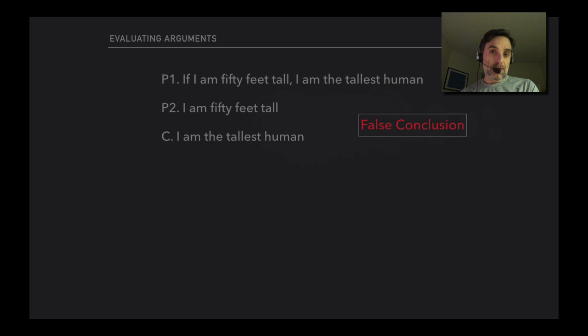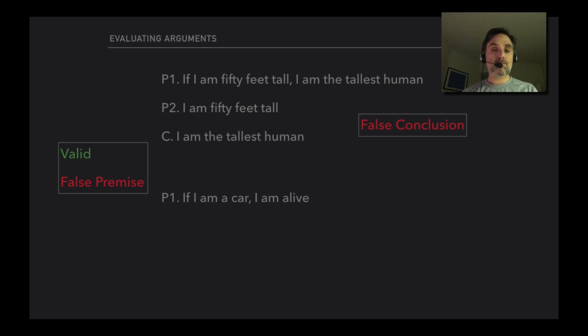And let's think about this argument. Is it valid? Sure. Premise 1 says if I'm 50 feet tall, I'm the tallest human. Premise 2 says I am 50 feet tall. If those are both true, then the conclusion also has to be true, and there's no more information we need, so it's valid, but it has a false premise, namely premise 2. So this is an argument that's valid, it has a false premise, and it also has a false conclusion. Let's look at another argument. If I am a car, I am alive. That's not true. I am a car. That's also not true.